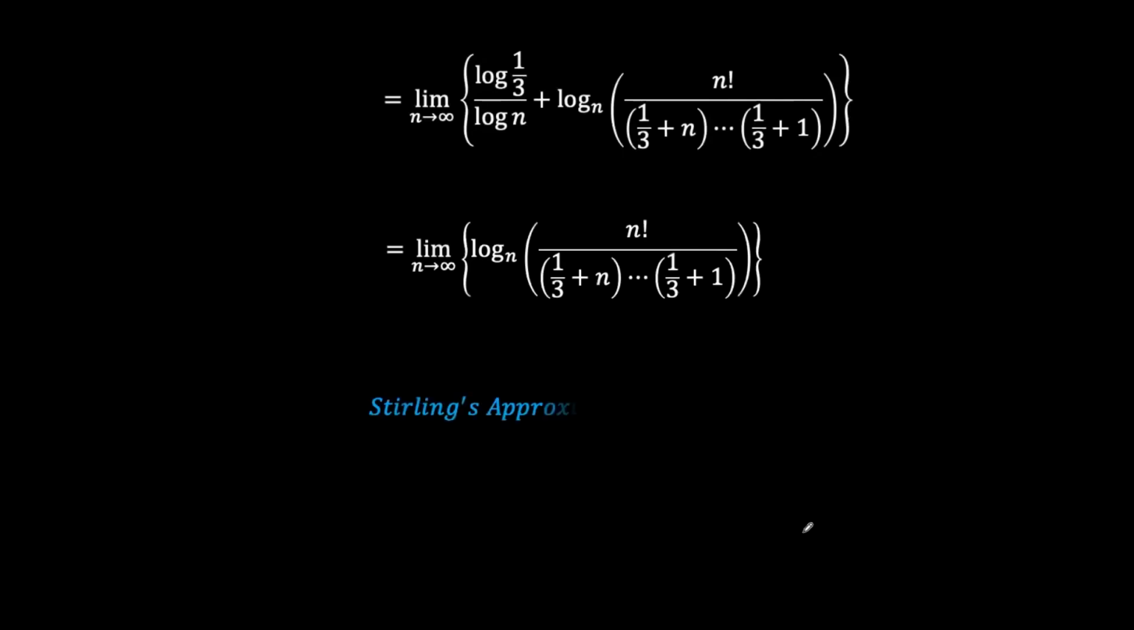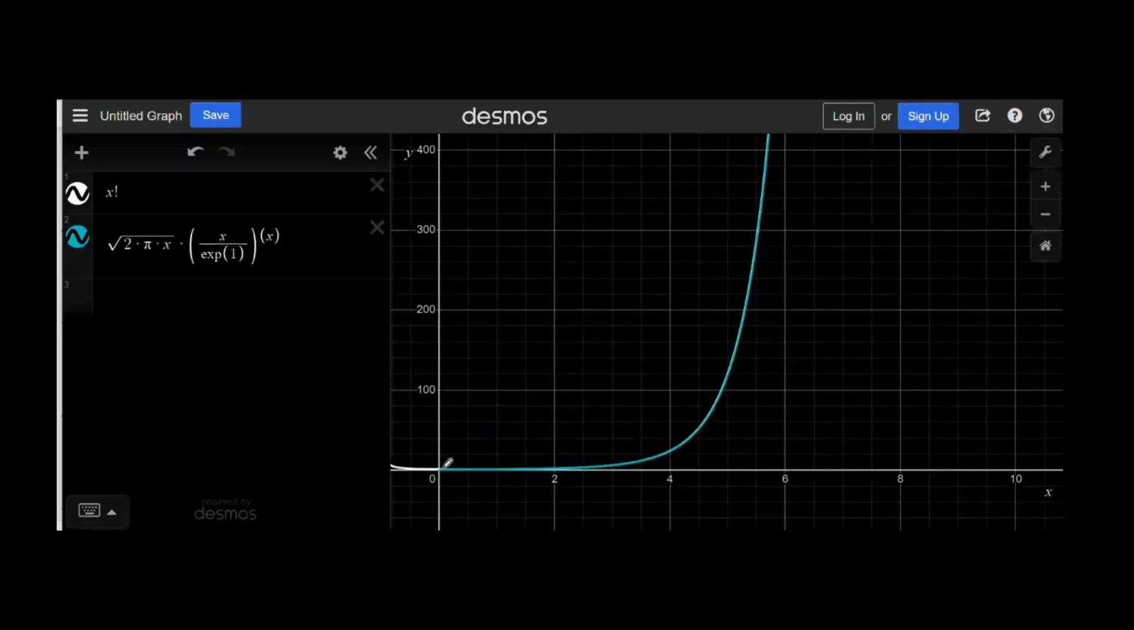So we can then use Stirling's approximation, which tells us that if you have n factorial, this can be approximated as n becomes larger with the square root of 2 pi n times n over e to the power n. And we can show that with the plot here. So we're plotting x factorial. On the x-axis, we have x. On the y-axis, we have x factorial. And as you can see, white is the plot of x factorial, and then blue is the plot of the Stirling approximation. As you can see, they really approximate each other very well.